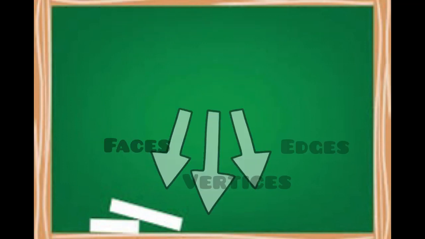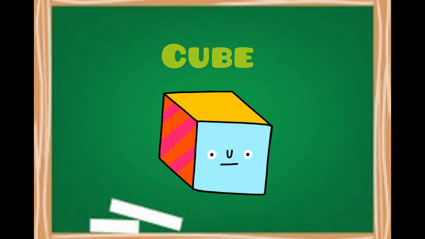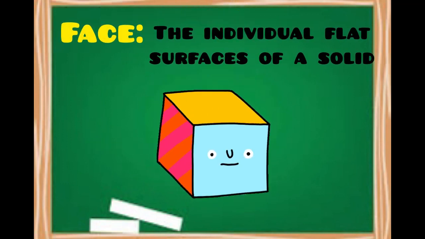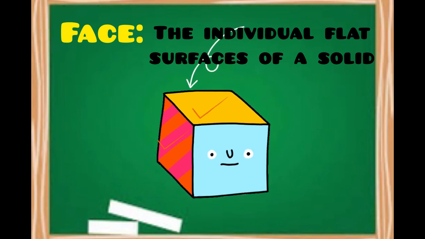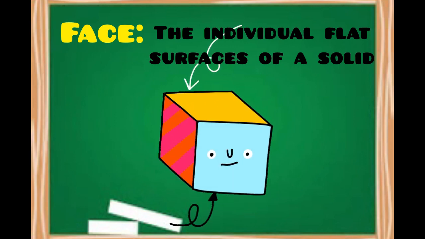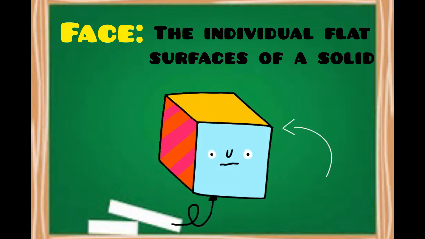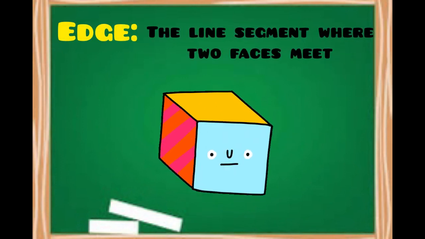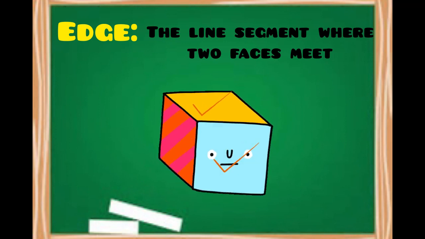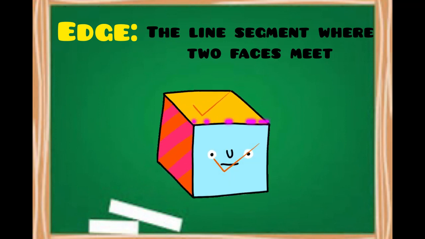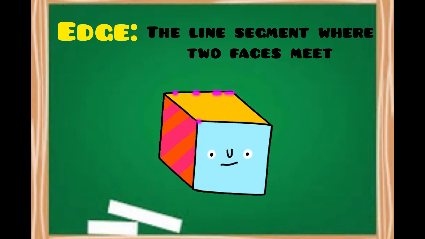For example, let's take a cube. The individual flat surfaces of a solid are called its faces. So these are the various faces of the cube. One is at the back, another is at the bottom and one is on the right too. The line segment where two faces meet is called an edge. So let's consider these two faces. As they are meeting along this line, this is an edge. Similarly, these are the other edges.